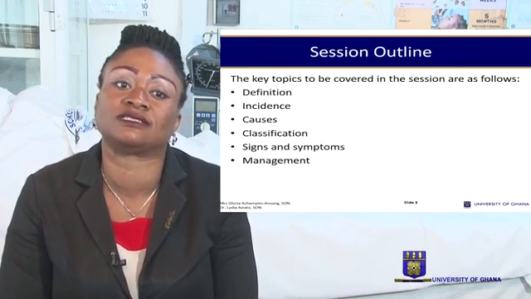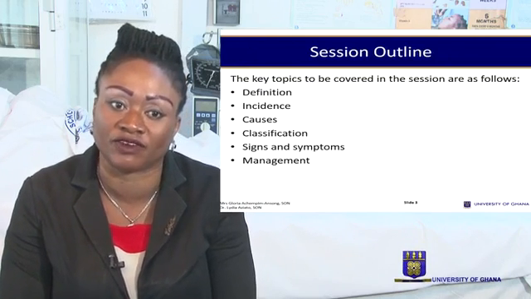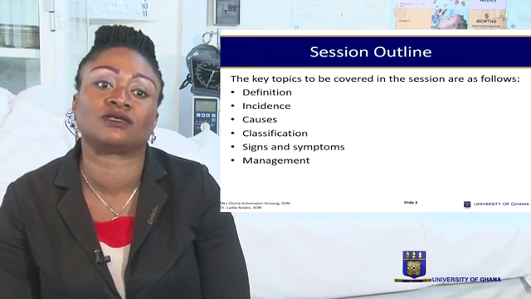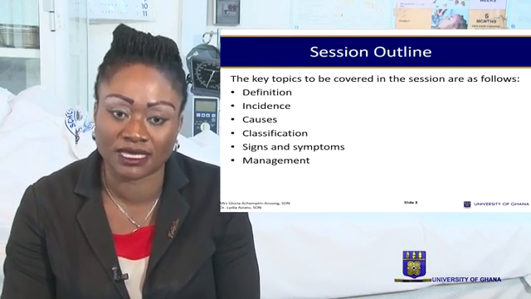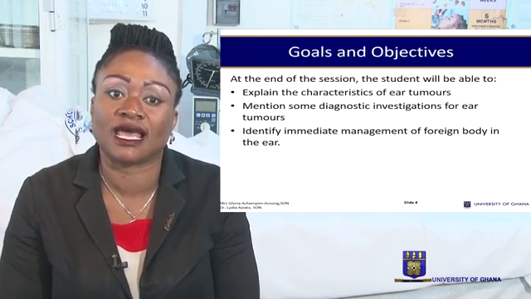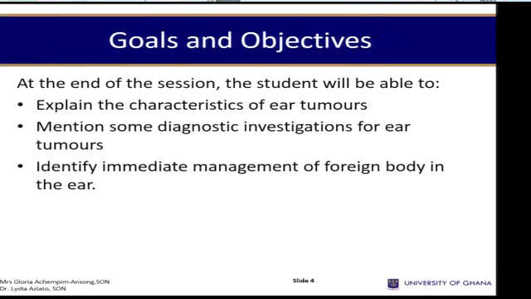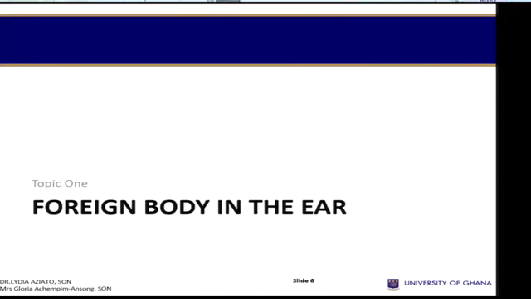So the session outline is as follows. We look at definition, incidence, causes, signs and symptoms, and management. At the end of the session, students should be able to explain the characteristics of ear tumors, mention some diagnostic investigations for ear tumors, and identify immediate management of foreign body in the ear. Our first topic is foreign body in the ear.